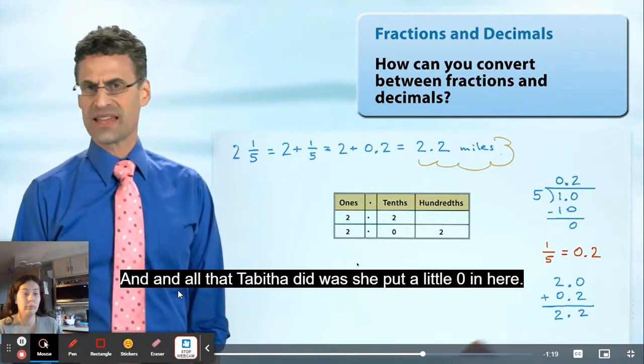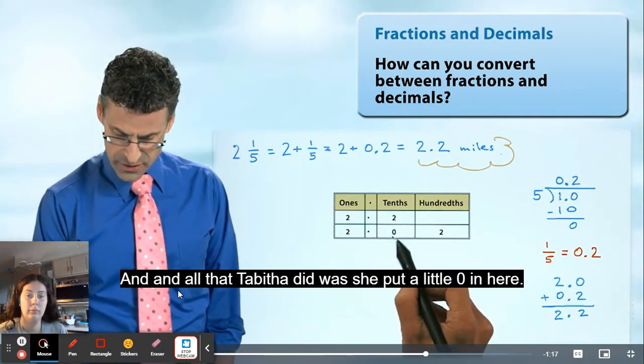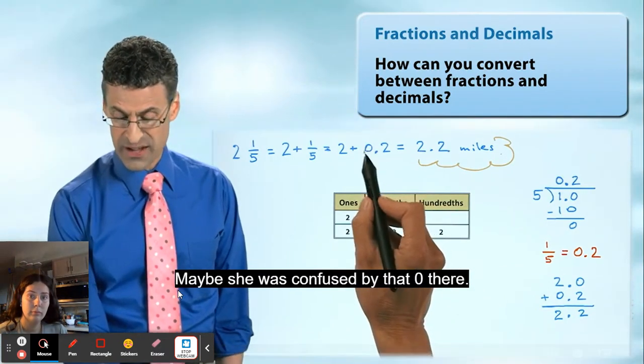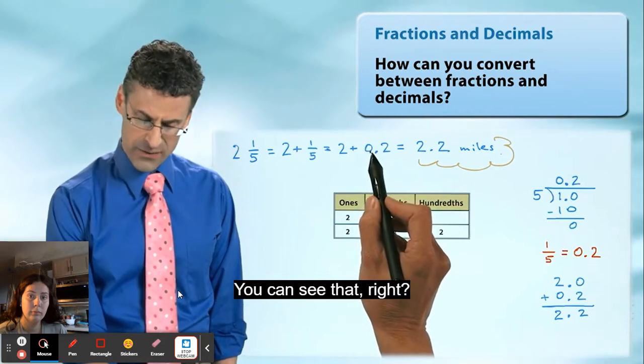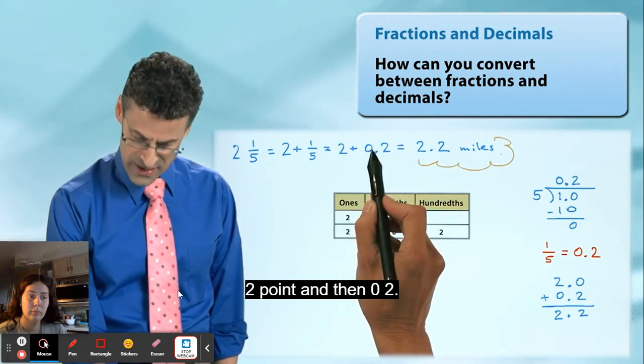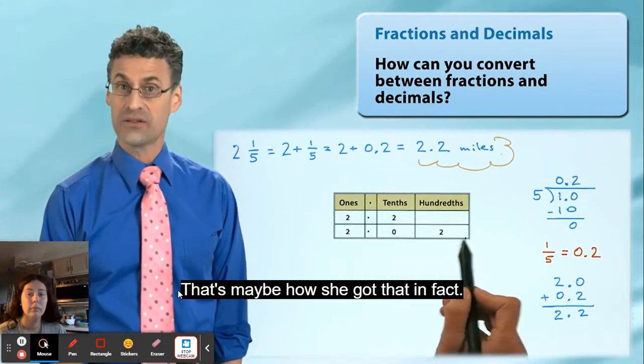And all that Tabitha did was she put a little 0 in here. Maybe she was confused by that 0 there. You see, that's not a bad mistake, right? You can see that, right? 2 point and then 0, 2. That's maybe how she got that, in fact.